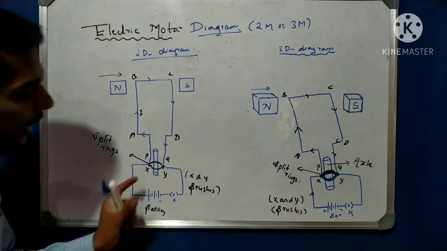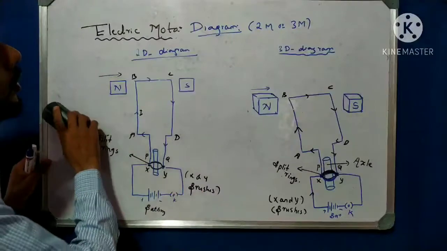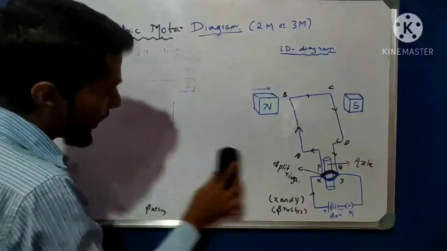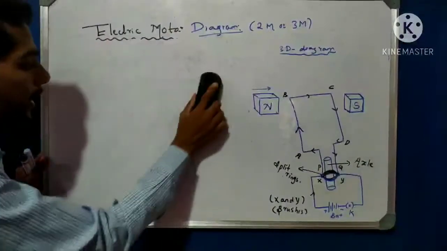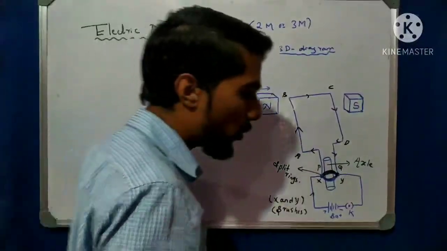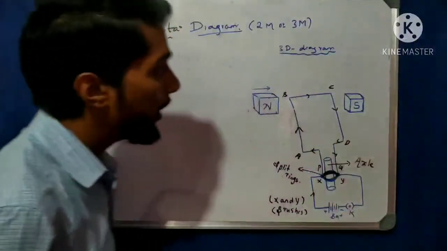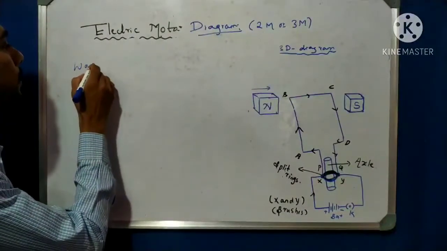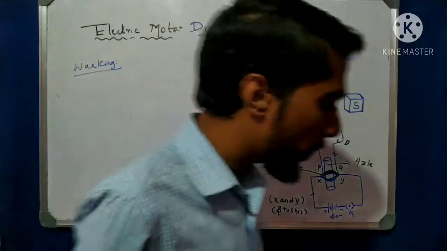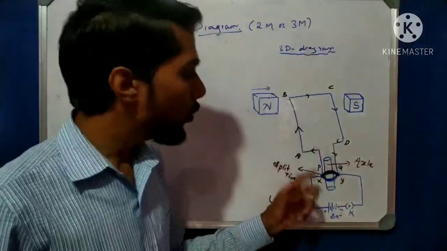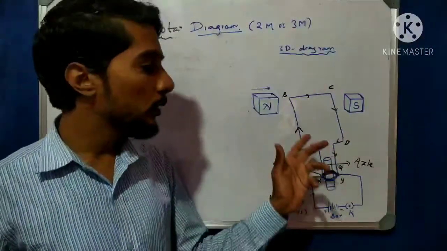Right. So now I can remove this 2D diagram and come to the working. I can use this 3D diagram to explain the working of the electric motor. It is a very important point here. Most of the points are in the working. So working of the electric motor means how the electric motor starts to rotate.